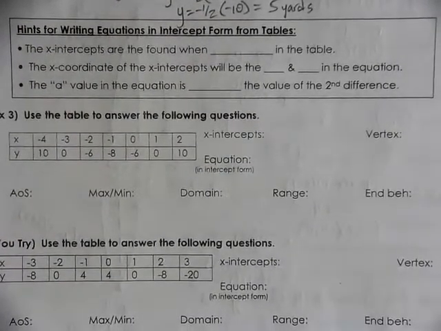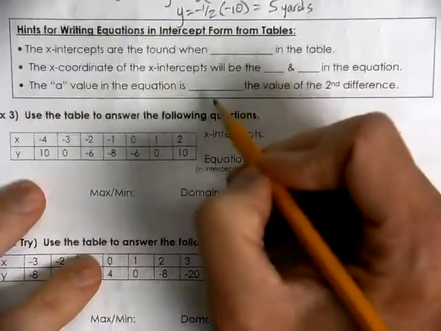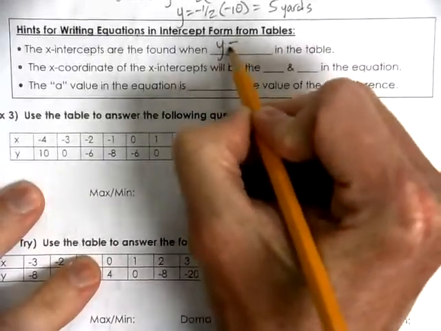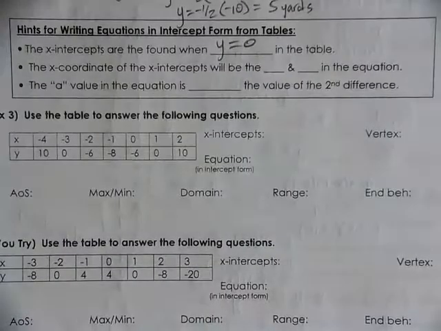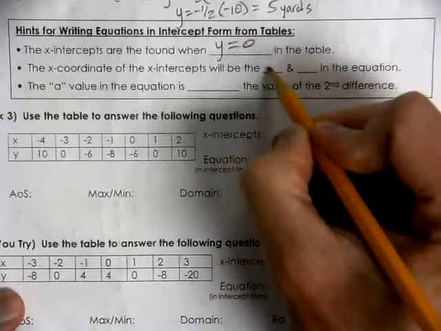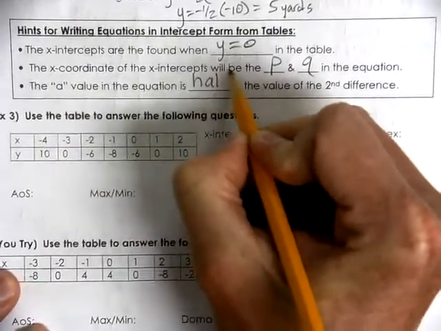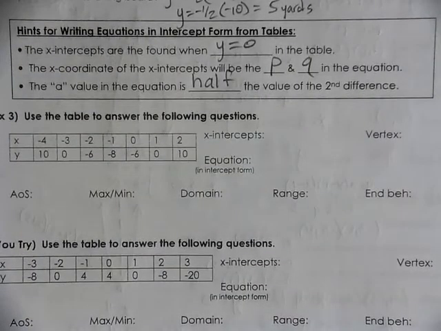Now we're going to look at writing equations. The X-intercepts are found when y equals 0 in the table. The x-coordinates of the X-intercepts will be the p and the q in the equation. And the a value is going to be half the value of the second difference.